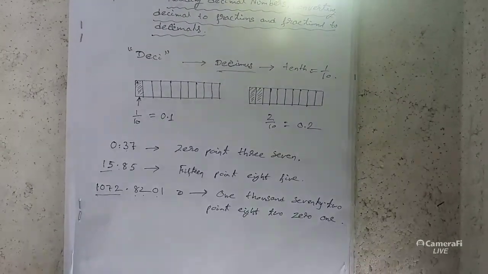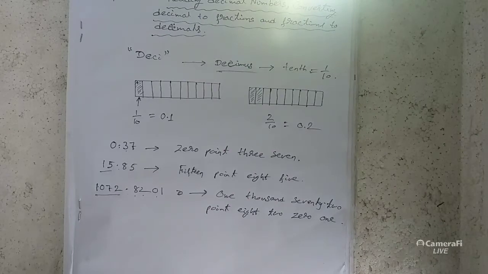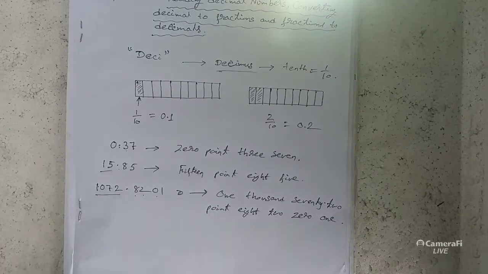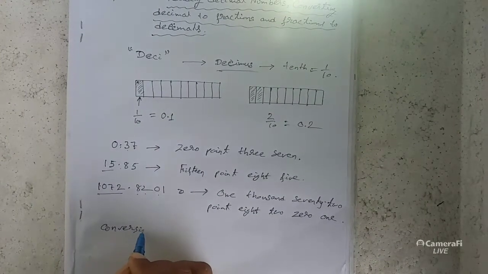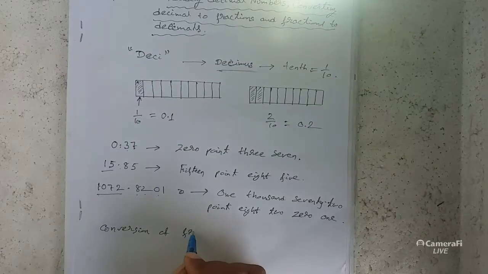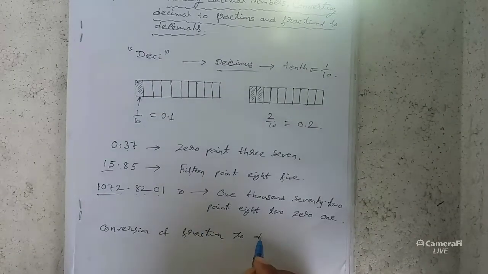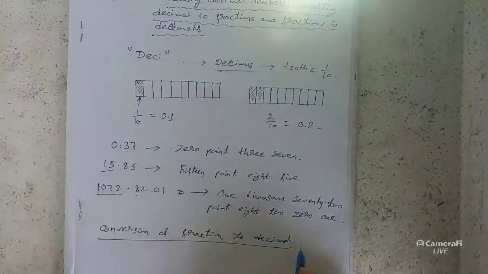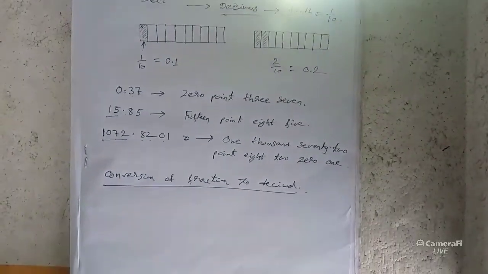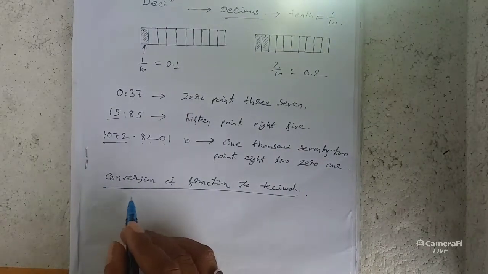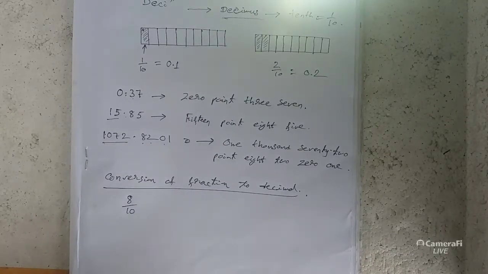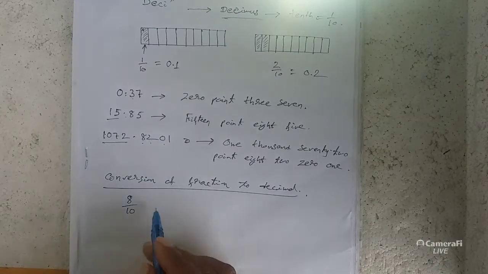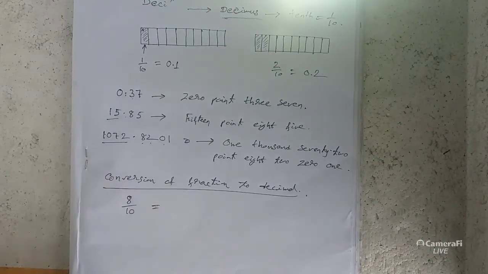Okay. Next I am coming to converting decimal to fraction and fraction to decimal. Let us come first to the conversion of fraction to decimal. Suppose this fraction is 8 by 10. Then from the previous discussion we get that 8 by 10 means 8 out of 10 parts. So this becomes 0.8.